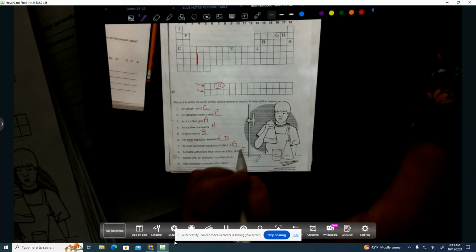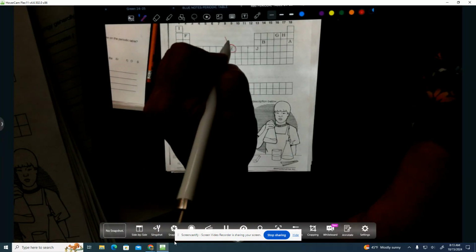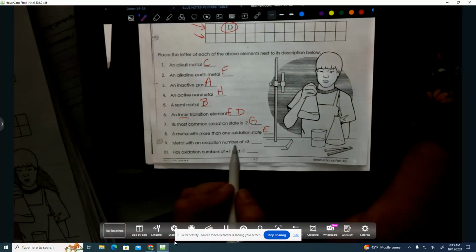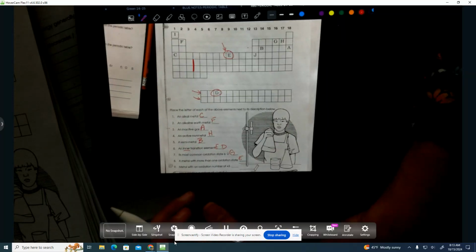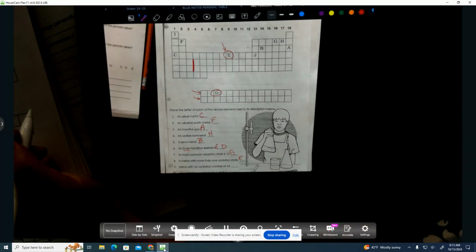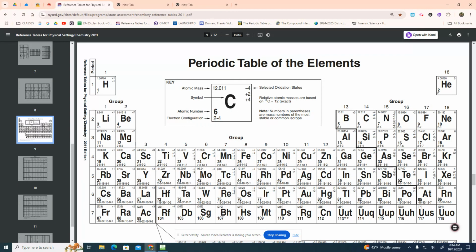A metal with more than one oxidation state. Now we're going to hit E. Okay. So these transition metals generally have more than one oxidation state. A metal with an oxidation number of +3. Where are we going to find elements with a +3 charge? Say it again, like you mean it. Nope. C would be +1, right? So if we look at our periodic table, all of these are going to be +1. All of these are going to be +2.